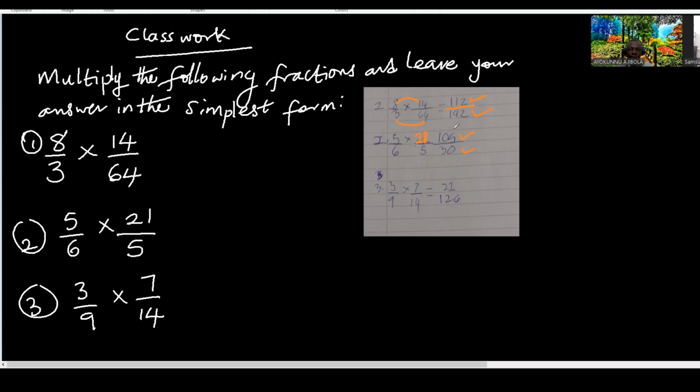And the last one too, you multiplied 3 times 7 to give you 21, and 9 times 14 to give you 126. Also, it is not in the lowest form. So what we need to do is to take them to lowest form. Is that clear? Yes, sir. So please watch carefully as we take this to lowest form.